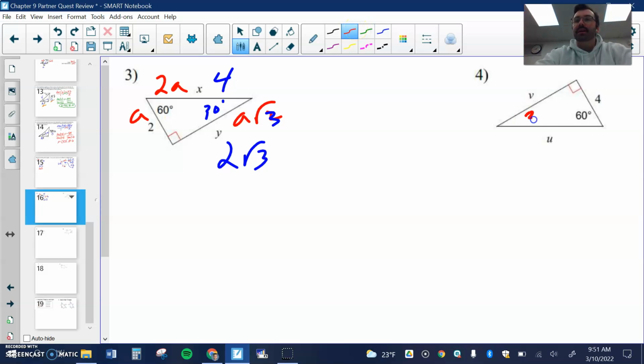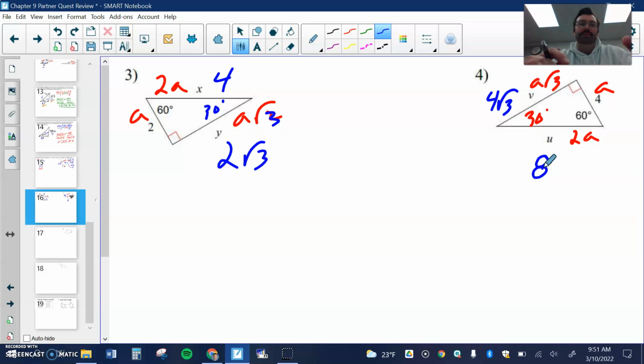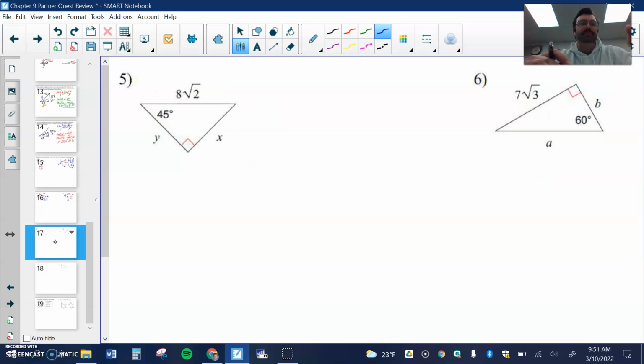Again, 30, 60, 90, here's my 30. That makes this a, a root 3, 2a. So I know that since a is 4, then this side v is 4 root 3, and u would be 2 times 4, or 8. Let's keep going.